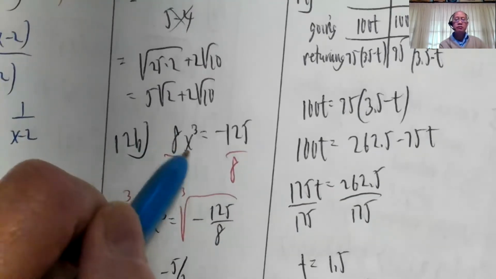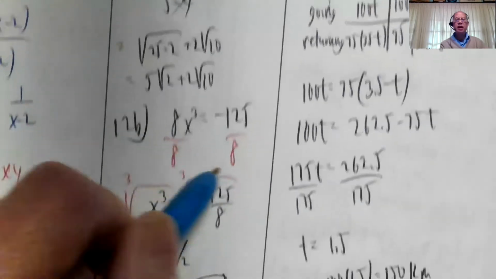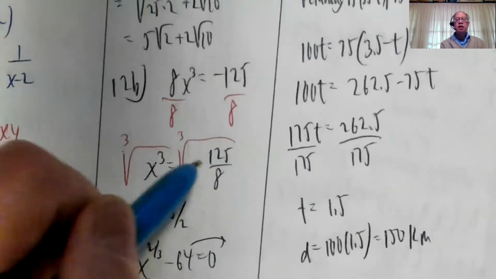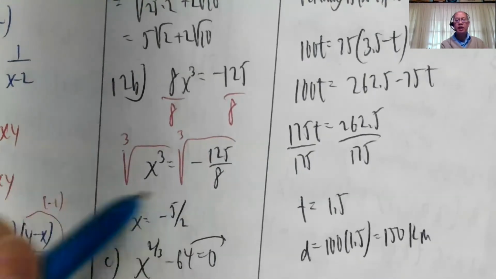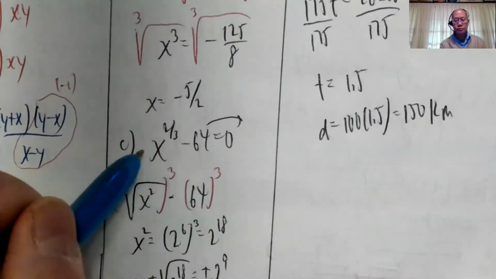12b, 8x cubed equals negative 125, divide by 8. Take the cube root. Cube root of negative 125 over 8 is negative 5/2.